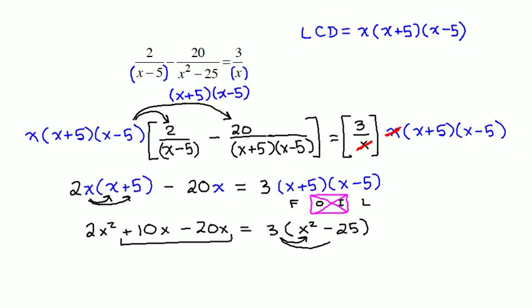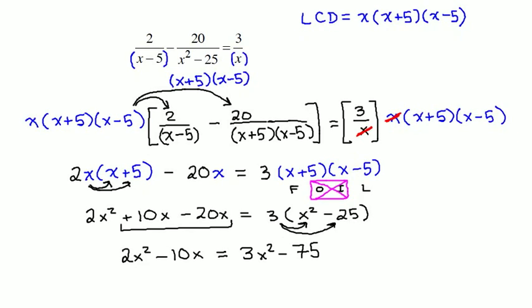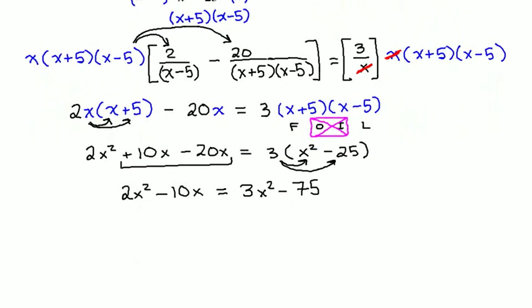Just cleaning up a little bit here, I combine the plus 10x and minus 20x on the left-hand side to get 2x squared minus 10x. And on the right-hand side, I will distribute into the parentheses to get 3x squared minus 75. At this stage, it looks likely that I have a polynomial equation.